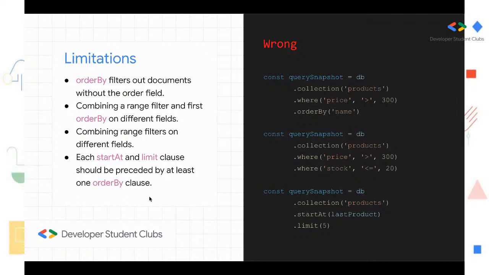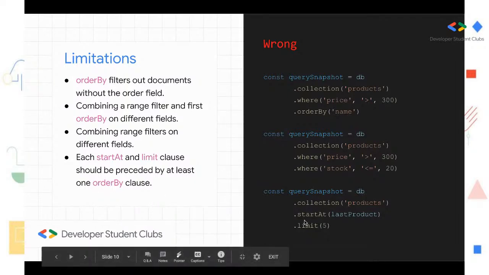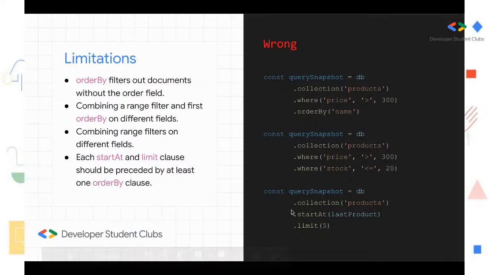And this is something I've already touched on, the order by, on the limit and the start at. Both startAt and limit clauses should be preceded by at least one orderBy clause. So what this means is that we cannot write something like this. We need to have at least one sorting clause, the orderBy function, so that Firestore knows how to sort your fields first. After that, it can do whatever you want. It can start after any document, it can limit it to whatever number of documents you want, but you need to specify which field you want to sort by.